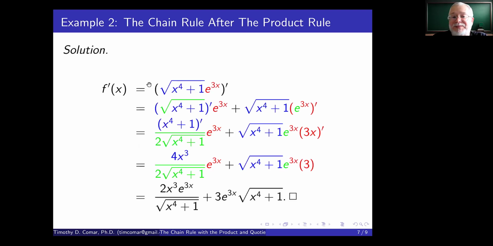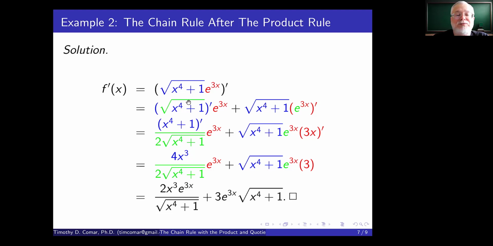So we're going to take things step by step again. We're going to start out with the product rule. So we're going to need the derivative of the first factor, which is the square root of x to the fourth plus 1, then times e to the 3x, and then plus that first factor, square root of x to the 4th plus 1, times the derivative of the second factor, e to the 3x. And notice on this second line, I put the outside functions of the compositions in green so that we can observe the chain rule on the next step.